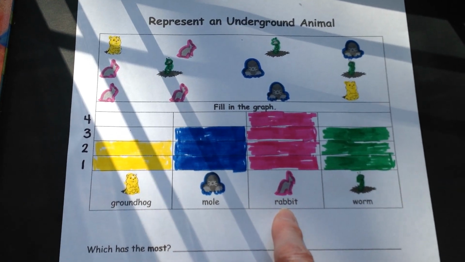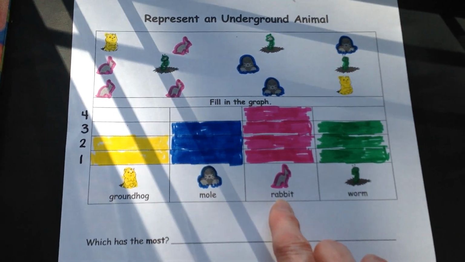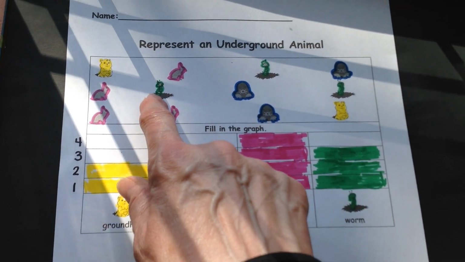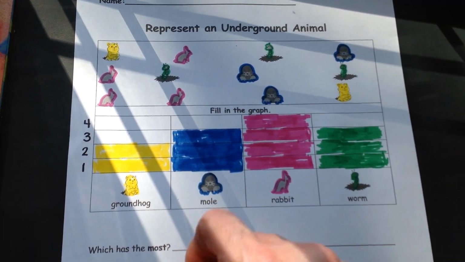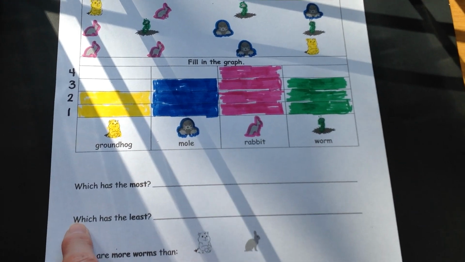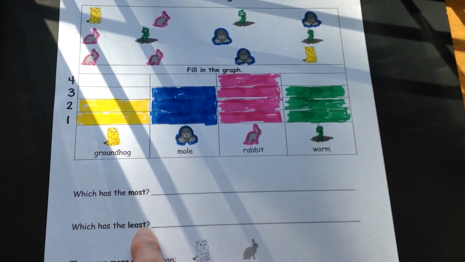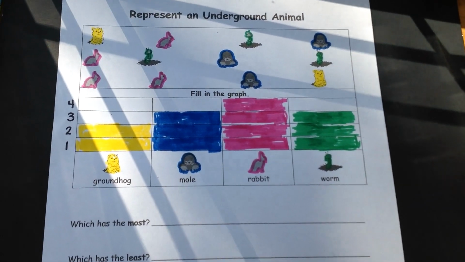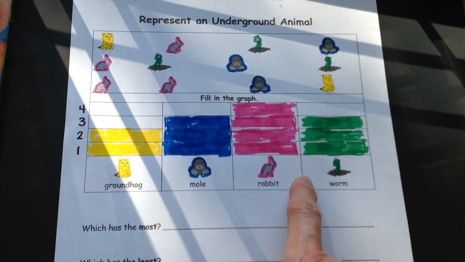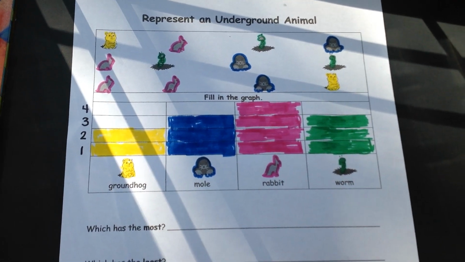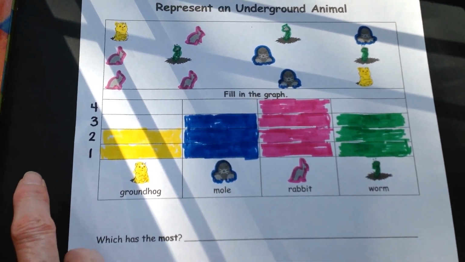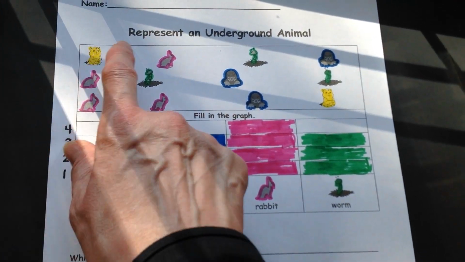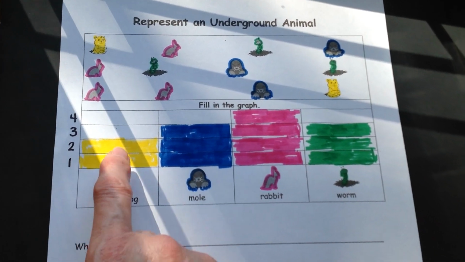Ding, ding, ding. We have a winner. You know it, it's rabbit. Rabbit has 4 boxes colored in. There were 4 pictures, so that's the most in this graph. Now here's the next question. Which one has the least? Which one has the fewest? There's not too many what? Which creature has the least? Right? Ding, ding, ding. We have a winner. There were only 2 groundhogs, so that's the least.